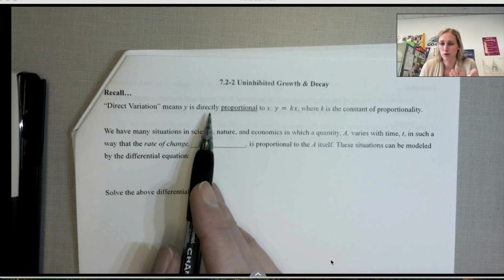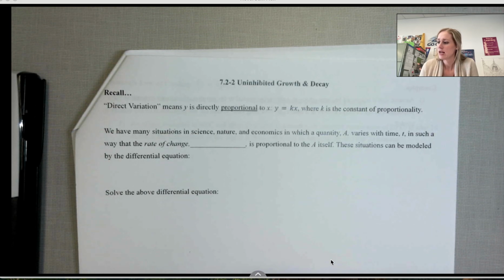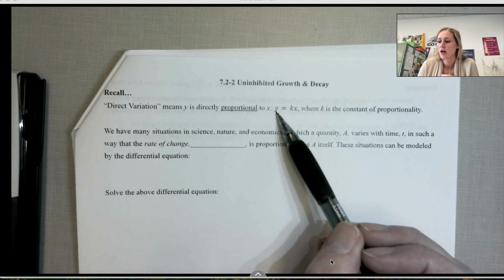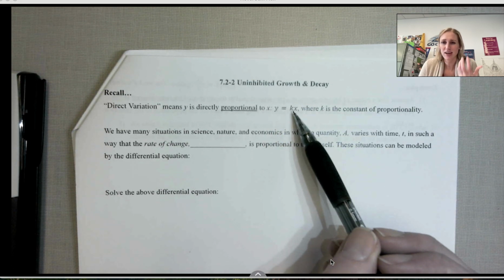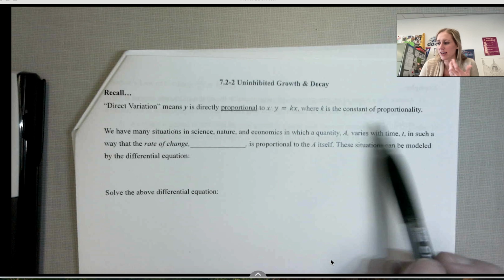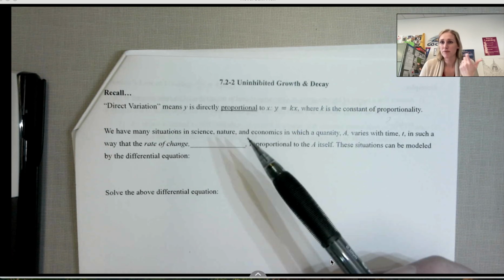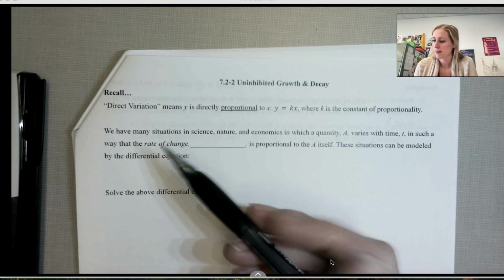You've heard that word proportional or directly proportional. What that means, so if we say y is directly proportional to x, it means that y equals some constant times x, okay? And we call that k, or our constant of proportionality, that scalar multiplication that we're using.